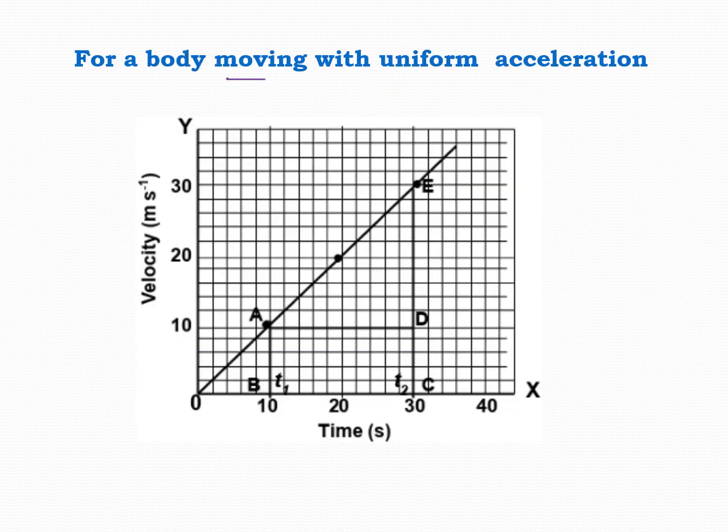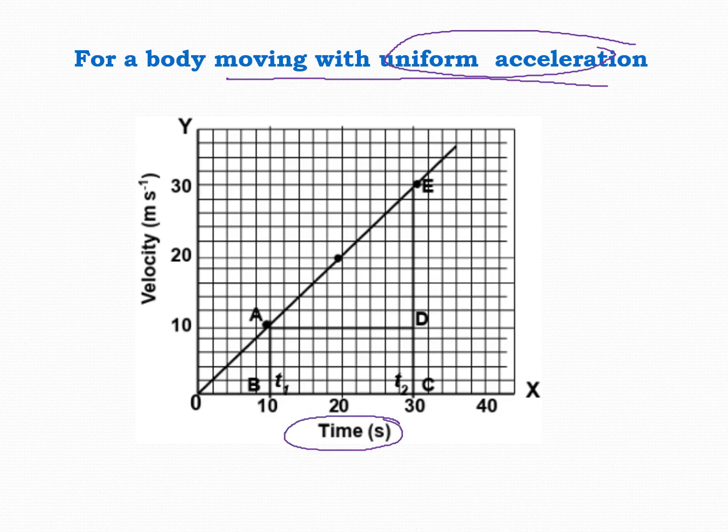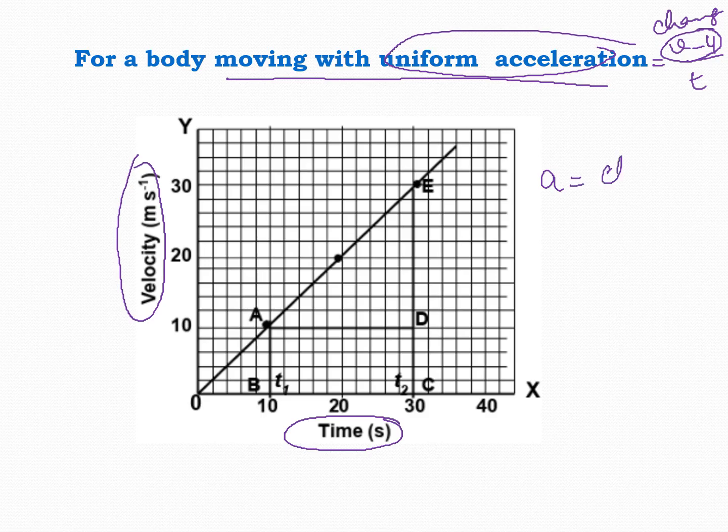For a body moving with uniform acceleration, again, what are we going to have? For uniform acceleration, your x-axis will show the time and velocity will be on the y-axis. Why velocity? Because acceleration was (v minus u) by t. It means change of velocity. Acceleration is actually change of velocity by change of time. That is how you have your time on x-axis and velocity on y-axis.